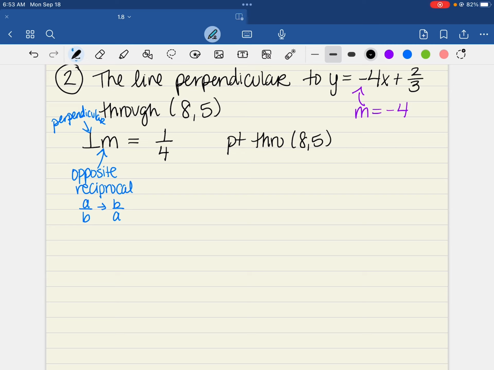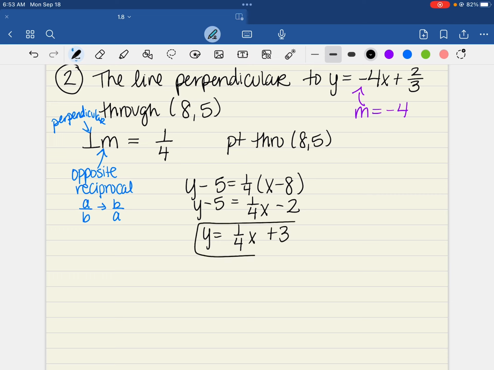Okay, hopefully you've paused and tried this out. Let's see what you get. y minus 5 equals 1/4 times x minus 8. So I'm going to distribute my fourth. I'm going to add my 5, which allows me to get my first answer for slope-intercept form.